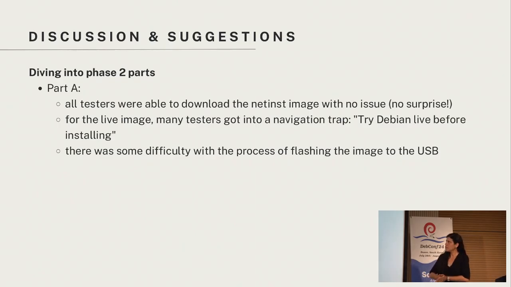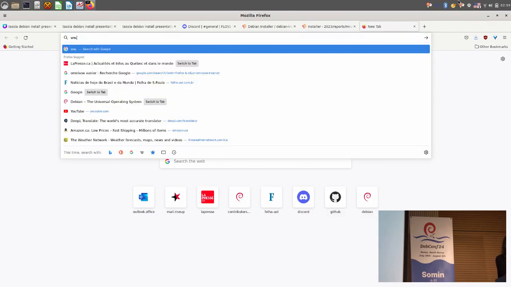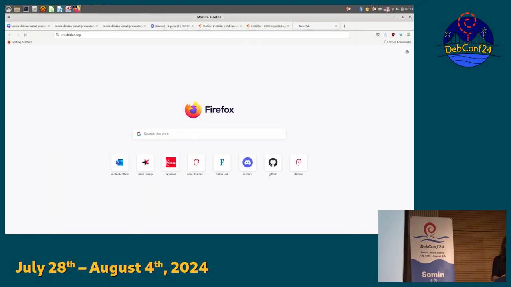For the live image, many testers got into what we call a navigation trap. They would click on the Try Debian Live before installing, instead of really. So I'm going to show that, because it was so impressive how we saw users doing that time over time.